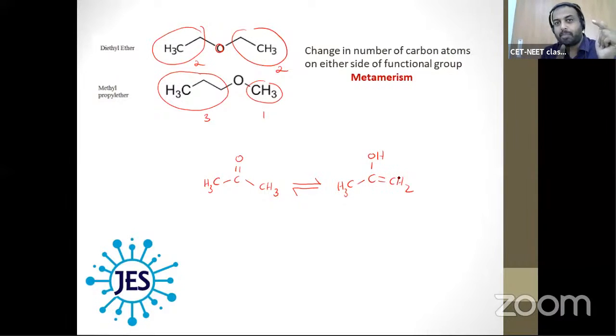One hydrogen from CH3 is migrated to oxygen atom. Therefore, it gets OH. And therefore, you end up getting a double bond here. Okay? So, this is called tautomerism. Tautomerism.